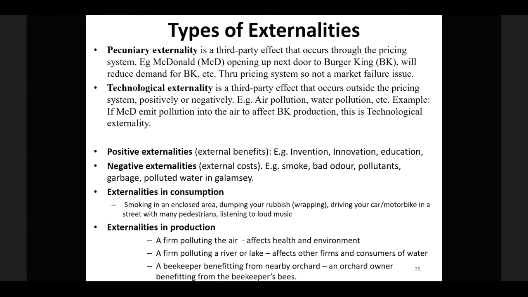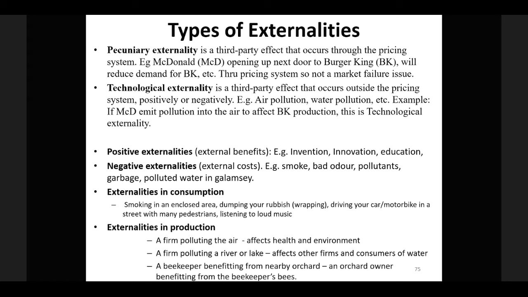And we can have externalities in consumption. For instance, when somebody is smoking, it's an externality in consumption, a negative one, of course. Dumping of rubbish around somebody's property is an externality in consumption, a negative one, of course. Driving your car or motorbike in the street where we have many pedestrians, or driving on the shoulders of the road, is an externality, because you affect the pedestrian use of the walkways and so on.